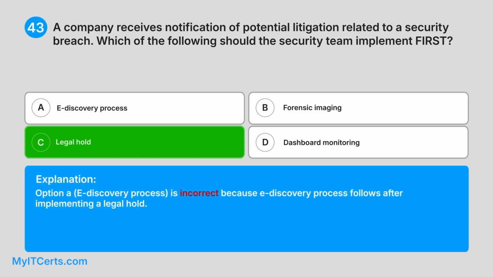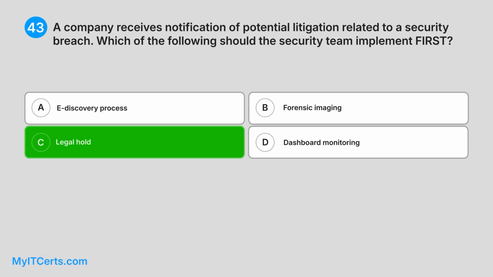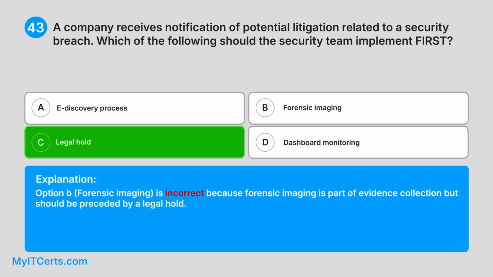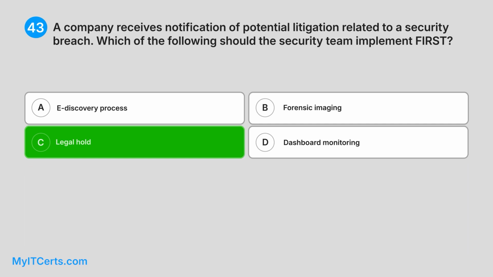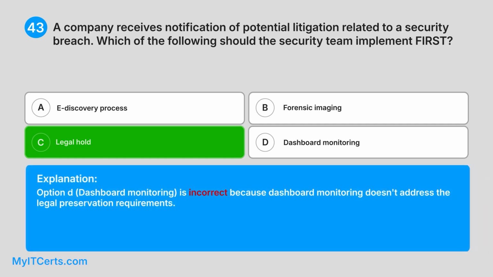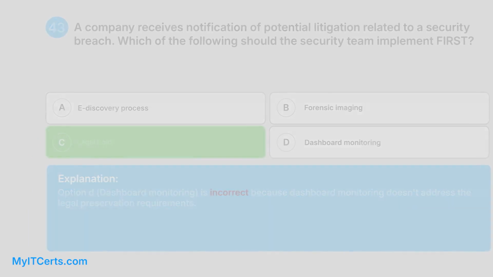Option A, e-discovery process, is incorrect because e-discovery process follows after implementing a legal hold. Option B, forensic imaging, is incorrect because forensic imaging is part of evidence collection, but should be preceded by a legal hold. Option D, dashboard monitoring, is incorrect because dashboard monitoring doesn't address the legal preservation requirements.